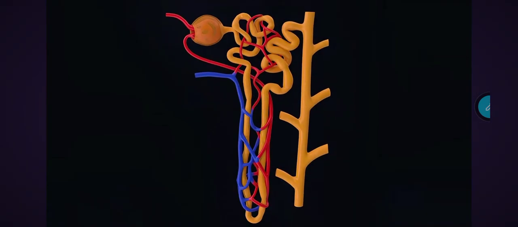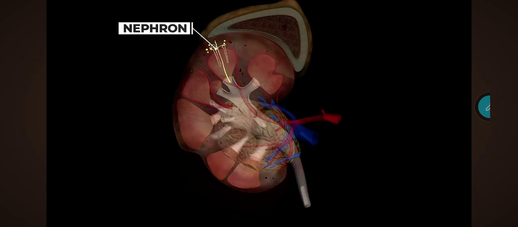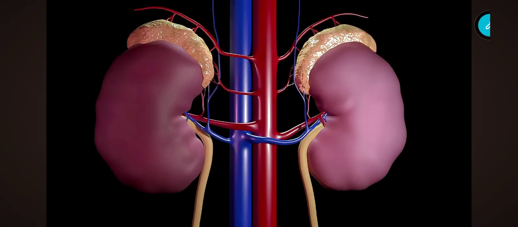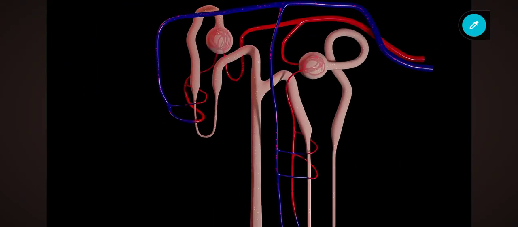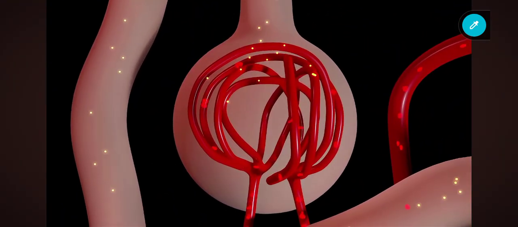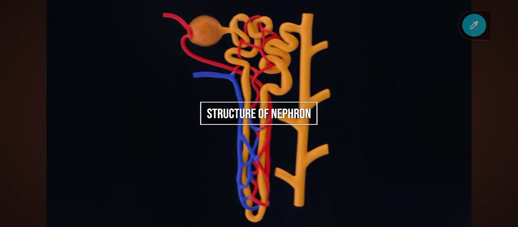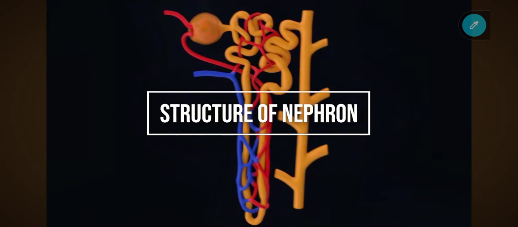Nephron is the main structural and functional unit of our kidneys. Each kidney has about 1 million nephrons. When blood enters the kidney, it gets filtered in these nephrons. This means that the functions we study about the kidney are actually performed by the nephrons inside the kidney. Let's first understand the structure of the nephron.